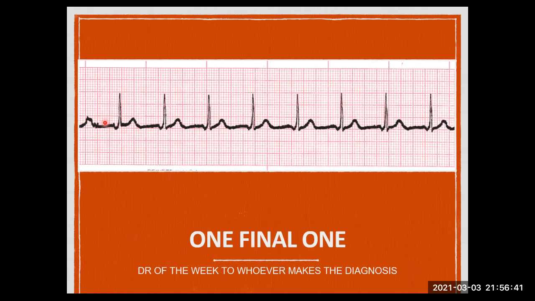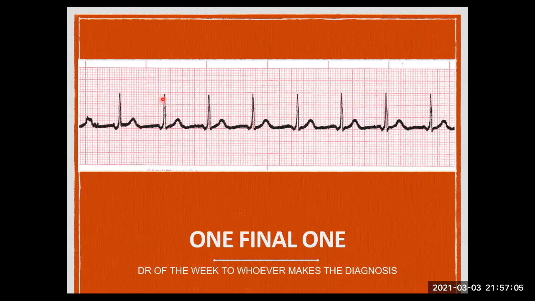So the first thing that we notice is that there's no P waves. All right. So there's no P waves, and we can't talk about a PR interval. We can't talk about a QRS after every P. But we've got narrow QRS complexes. Narrow, absolutely narrow QRS complexes. And to top it off, they are regular. So this is not an atrial fibrillation, that's for sure.